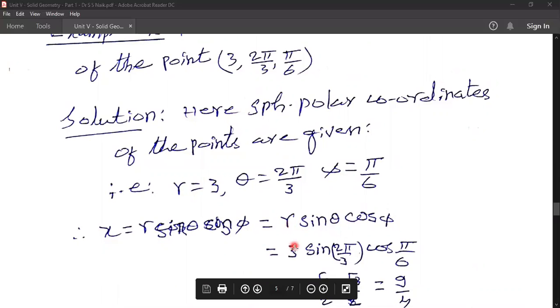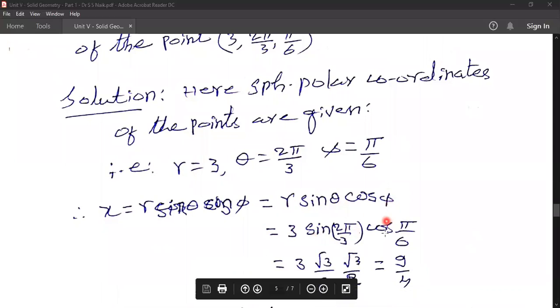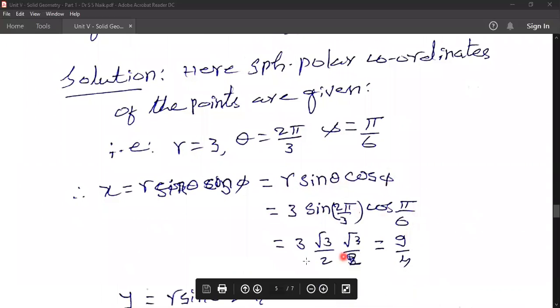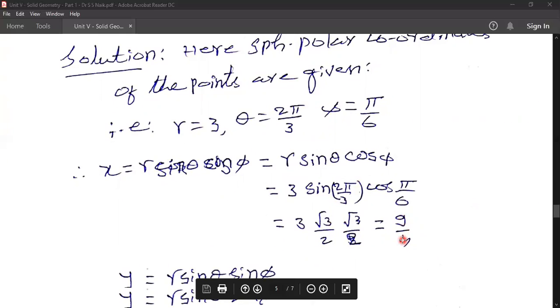Then r is equal to 3, sine theta is sine of 2 pi by 3, cos phi is cos of pi by 6. Then this is equal to 3. Sine 2 pi by 3 is equal to root 3 by 2, and cos of pi by 6 is also equal to root 3 by 2. That is, 3 into root 3 is 3 root 3, 3 root 3 into root 3 is 9, and 2 into 2 is 4. So x becomes 9 by 4.